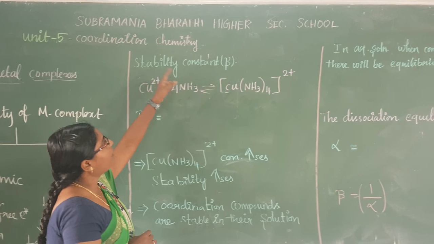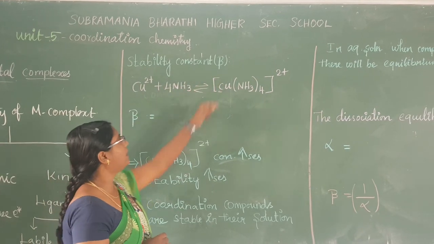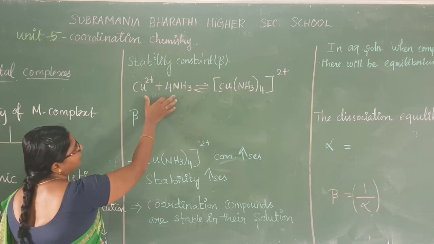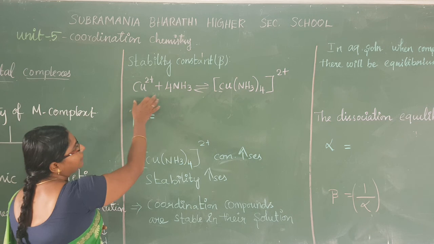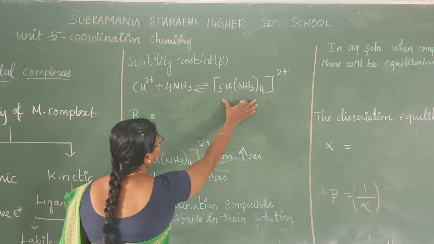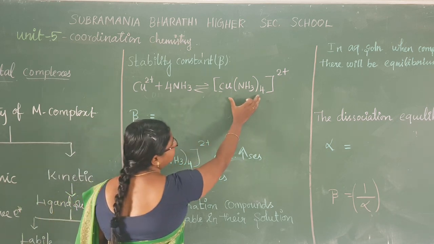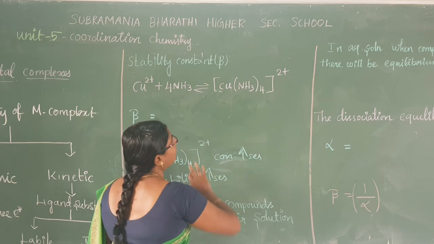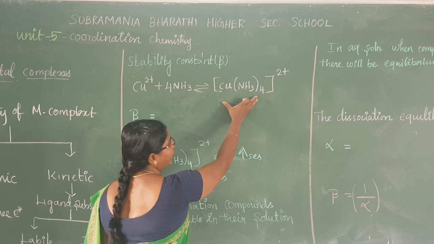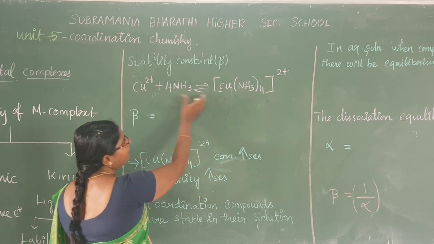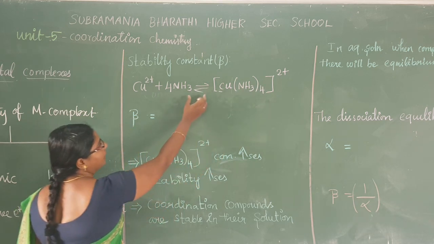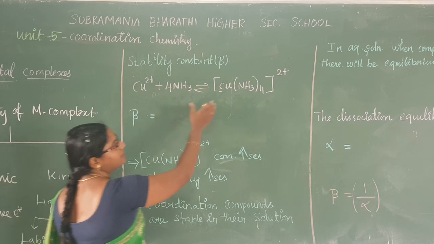The stability constant is represented as beta. In order to explain the stability constant, let us assume this reaction, where copper reacts with ammonia to form a complex ion. It is a coordination complex. What is the name of this complex? Tetraamminecopper(II) ion is the complex. Here the reactants are converted into the product, and there is an equilibrium between the reactants and the product. This symbol indicates the equilibrium.